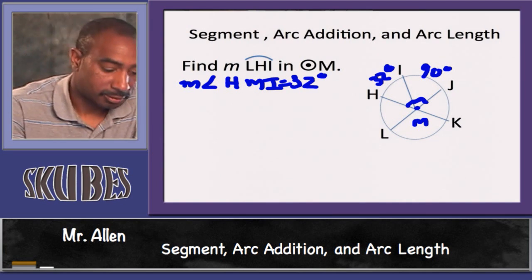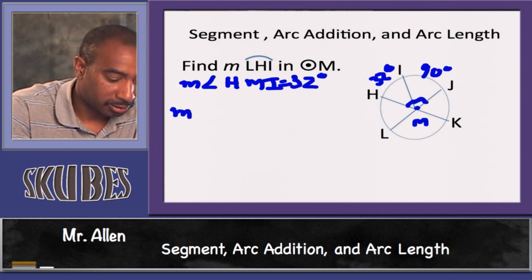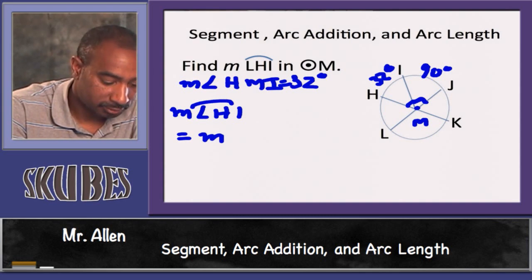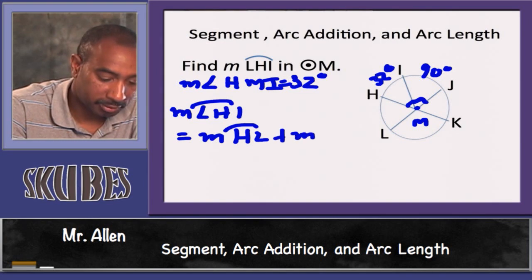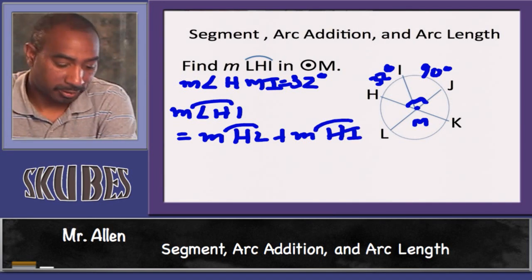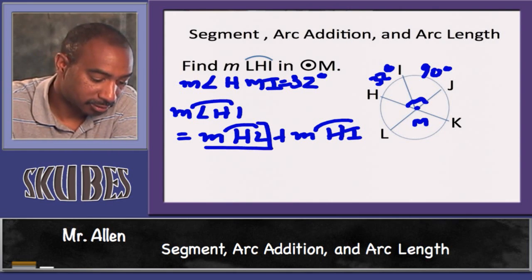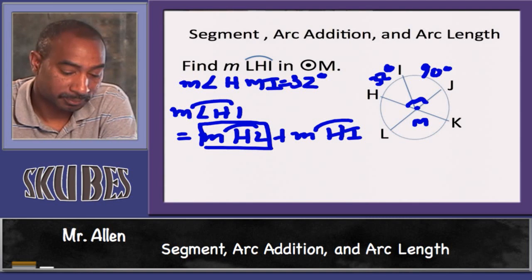And what we want to do is this. According to the arc postulate, this arc here, LHI, has to equal the sum of the measurement of arc HL plus the measurement of arc HI. But the problem is we don't know what HL is. We've got to figure out what this measurement is. We know this is 32 degrees.